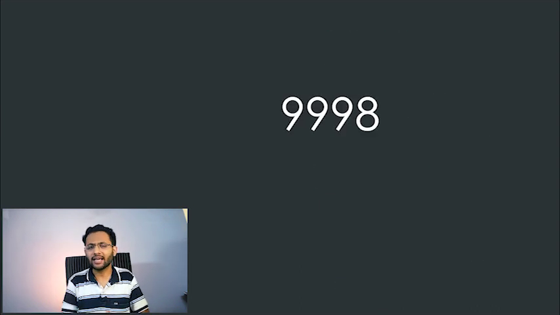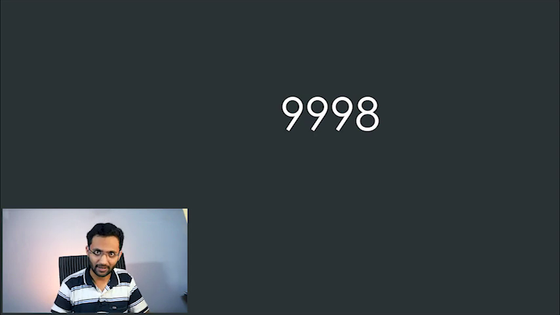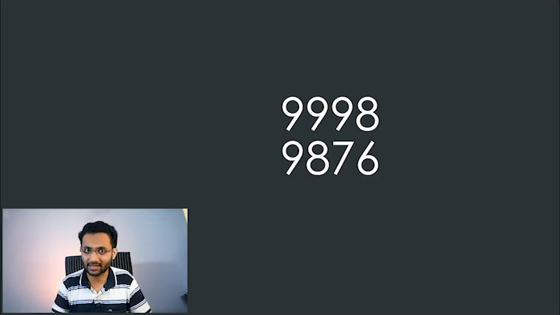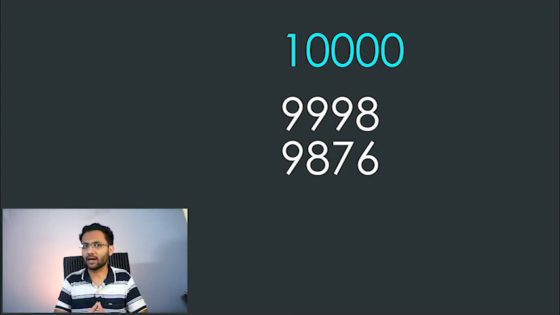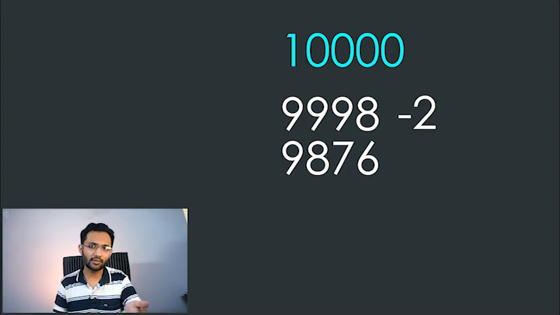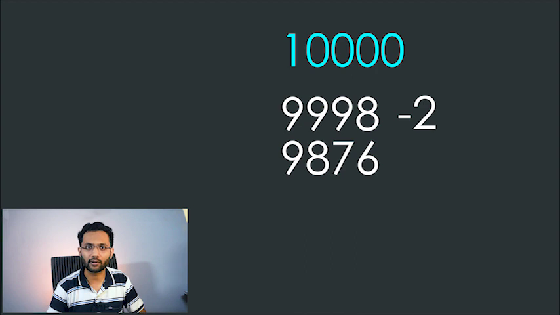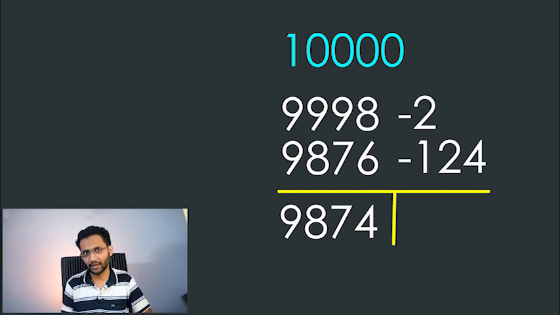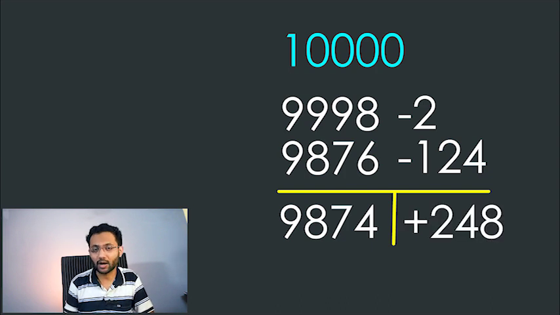Let's take 9998 multiplied by 9876. Here the base is 10,000. Minus 2, minus 124. 9876 minus 2 is 9874. Minus 2 multiplied by minus 124 is plus 248.